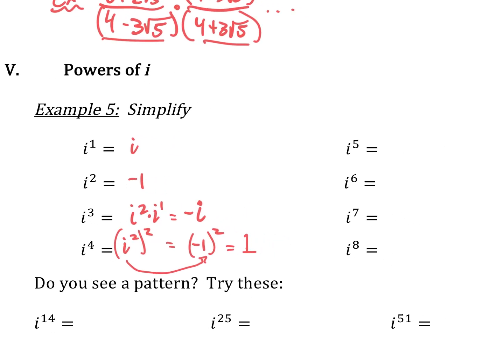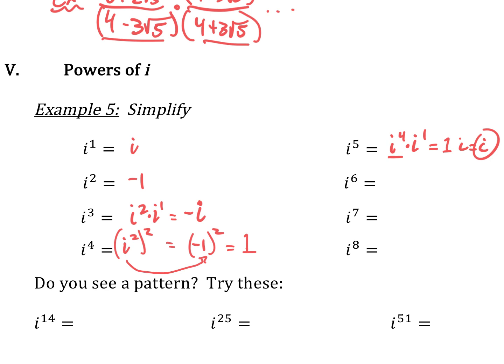All right. Well, what about i to the fifth? Well, let's see. That's i to the fourth times i to the first, we could say. And what is i to the fourth? Well, i to the fourth is just 1. So this is 1i, which is i. So i to the fifth is the same as i to the first, which is just i.